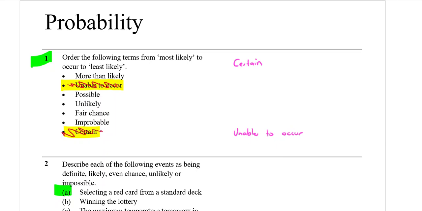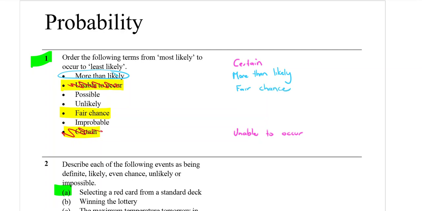Now we have to work out the middle. In the center of our scale is an even chance, or another word for even chance is a fair chance, which is this one here. But is there anything that is more likely than that to happen? Yes, there is. It is this one, more than likely. So we need more than likely next. Then we're going to have fair chance.